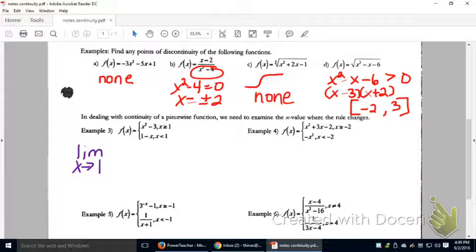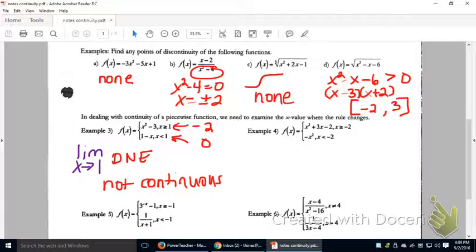The way I'm going to do that is I'm going to plug in 1 there. So 1 minus 3 is -2. I'm going to plug in 1 there, and 0. So that means that the limit as x approaches 1 does not exist because the limit on the left is -2 and the limit on the right is 0. So this one is not continuous.